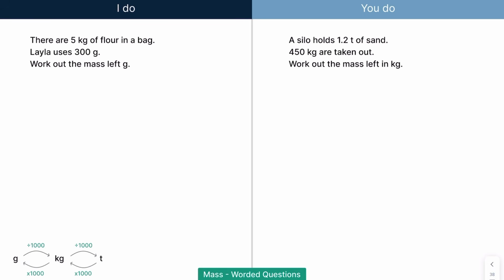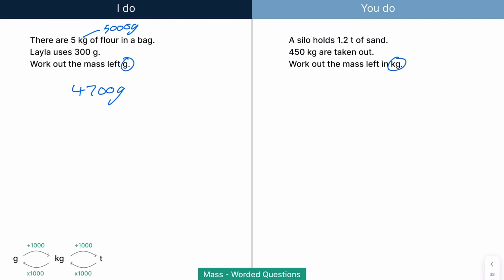And moving on, we're now looking at mass. It wants the answer in grams. So that's just going to be 5,000 grams. And it's saying, well, there's 5,000 grams of flour. She uses 300. What's left? So that must be 4,700 grams. It's what's left over. And again, hopefully you've pressed pause and had a go at this.